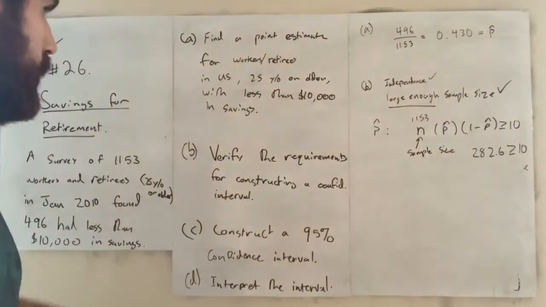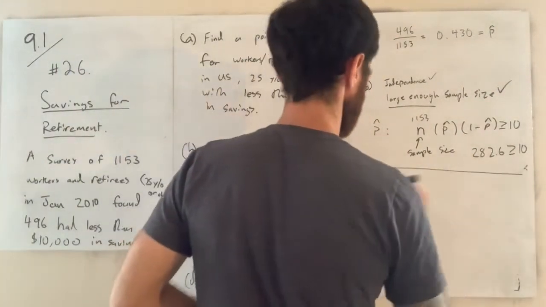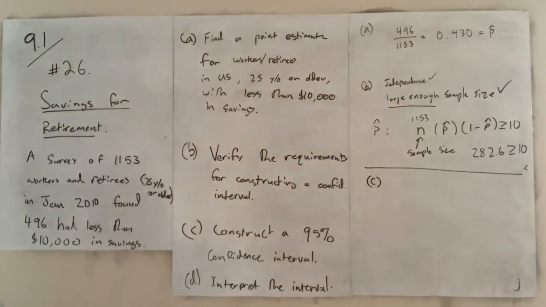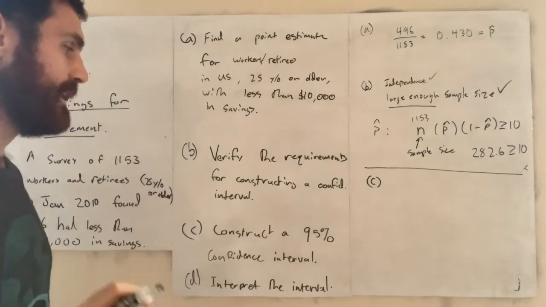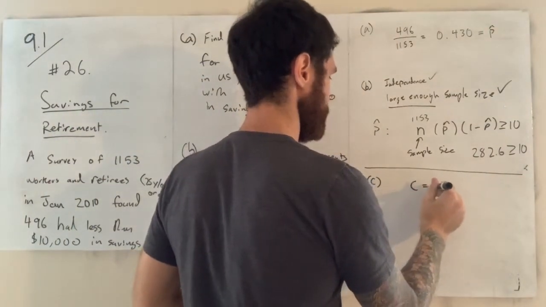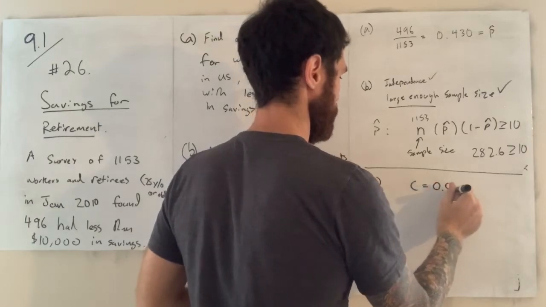All right. So now we want to construct a confidence interval. This is where things get kind of interesting. We want a 95% confidence interval. So we have that our confidence is going to be equal to 0.95.